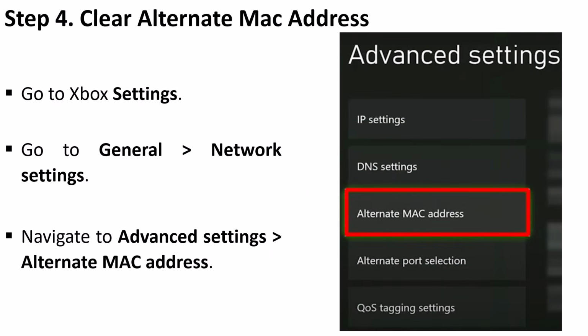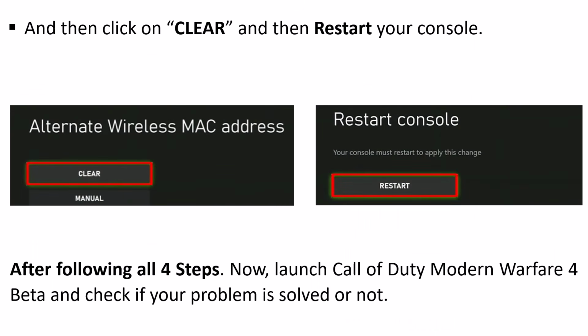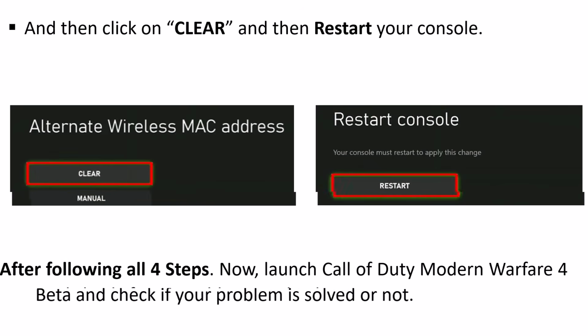Step 4 is to clear alternate MAC address. So go to Xbox settings, go to general network settings, navigate to advanced settings, alternate MAC address and then click on clear and then click on restart to restart your console. And once your console restarts, now you can go ahead and launch the Call of Duty Modern Warfare 4 beta game and check if your problem is solved or not.